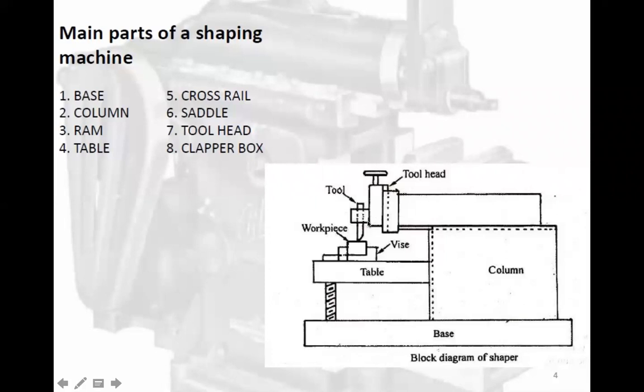To avoid that, in the return stroke, normally there is a clapper box mechanism. Because of this clapper box, at the return stroke it is slightly tilted from its position. Now it is vertical, but in the return stroke it is a little bit tilted. When it is tilted, there will be a small gap between the surface of the workpiece and the cutting tool. Because of the gap, there is no interference or touching between the tool and the workpiece surface. That is the requirement for the clapper box. The clapper box is nothing but this, whatever you have seen in the complete tool head. In that tool head, there is some box kind of thing. This is a typical clapper box.